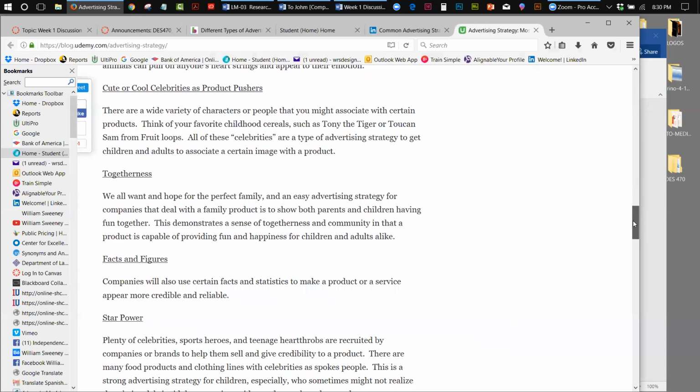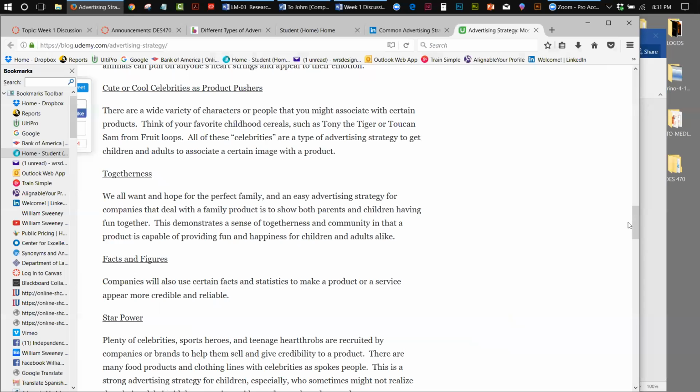Togetherness. We all want hope for a perfect family. It's an easy advertising strategy for companies that deal with a family product. So what I would say about this is that while they're saying this is an easy advertising strategy for companies that deal with a family product, you should look at every single strategy that you can find in these 3 articles that I'm providing you with.